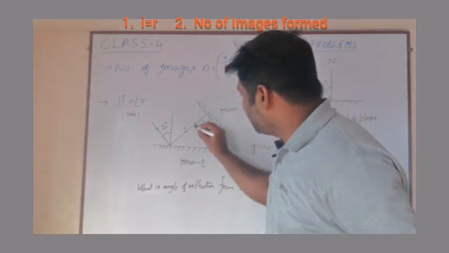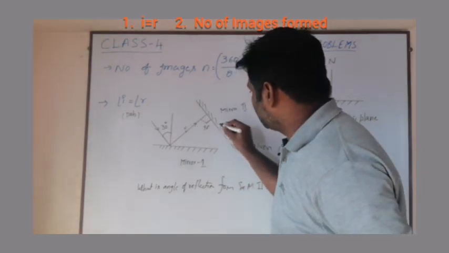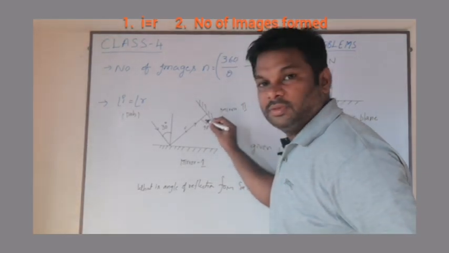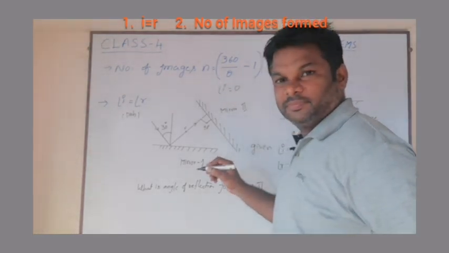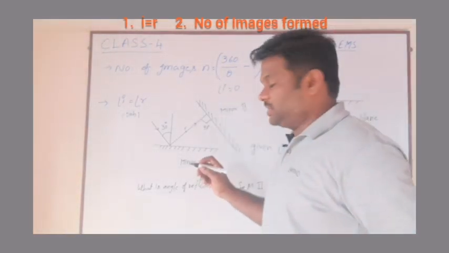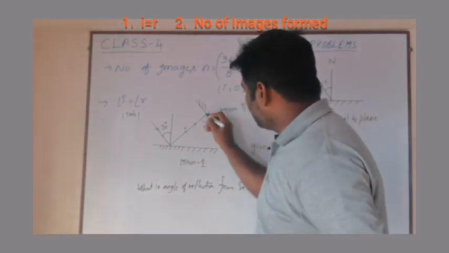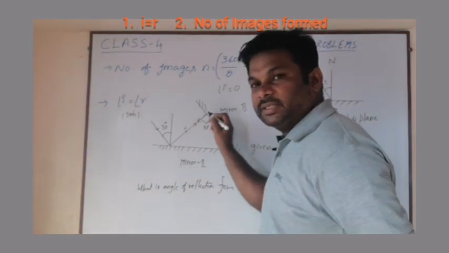Even if you want to measure the angle of incidence at mirror 2, it is equal to 0. If the angle of incidence is 0, then the light ray will bounce back along its path once again.